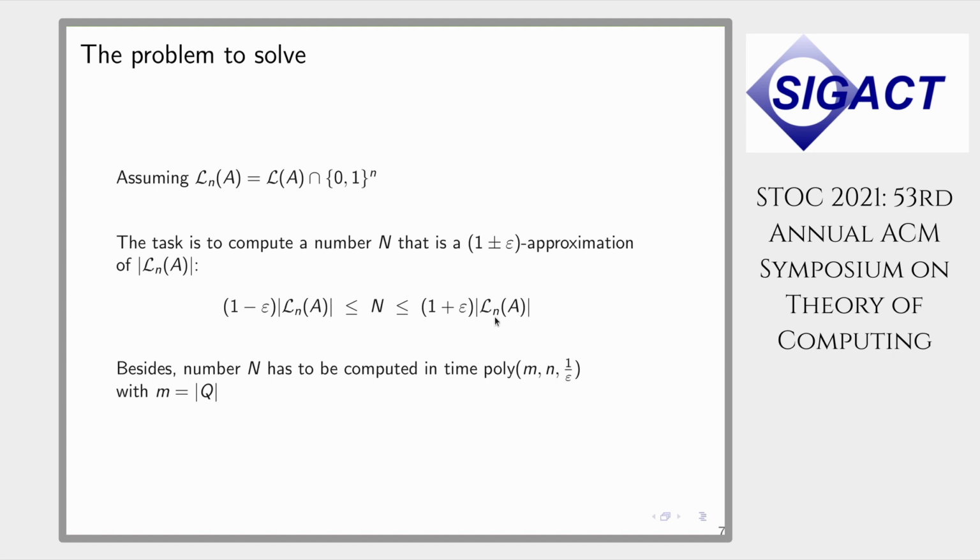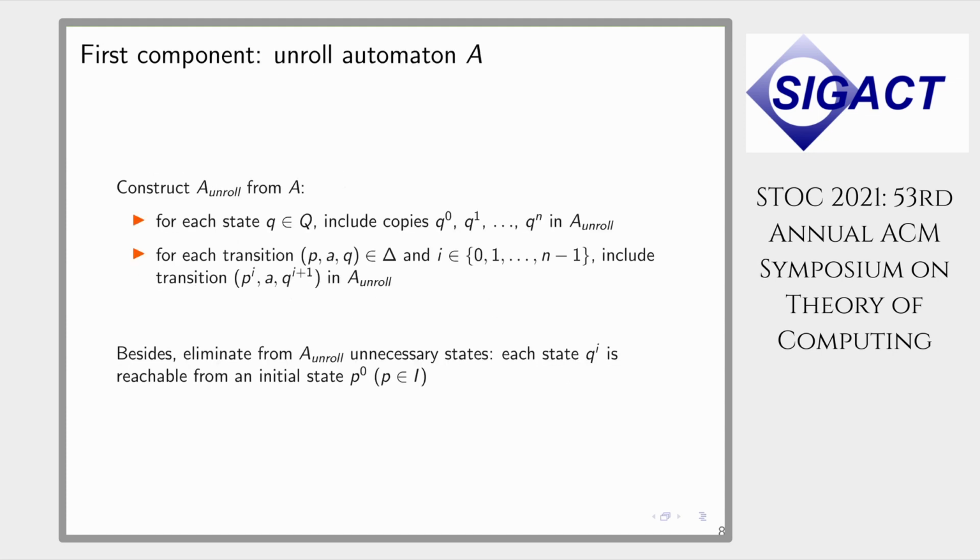And besides, the number N has to be computed in time polynomial in the size of the input. For the input, we have the length n, we have 1 divided by epsilon, the error, and we have m. I will be using this m a lot also, where m is the number of states of the automaton. So, let me give you the components of the algorithm.